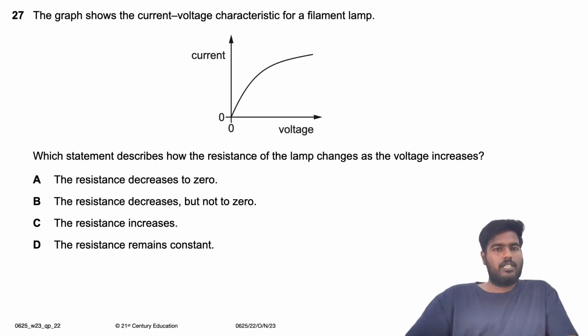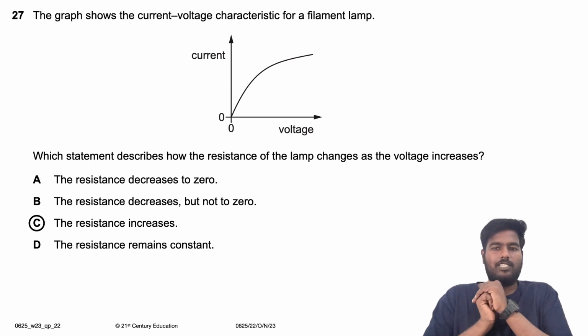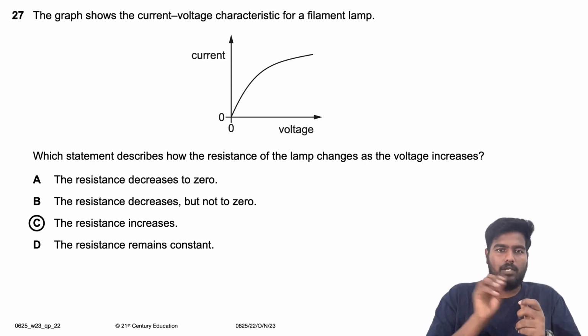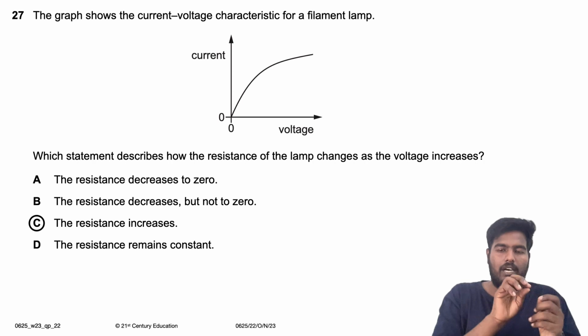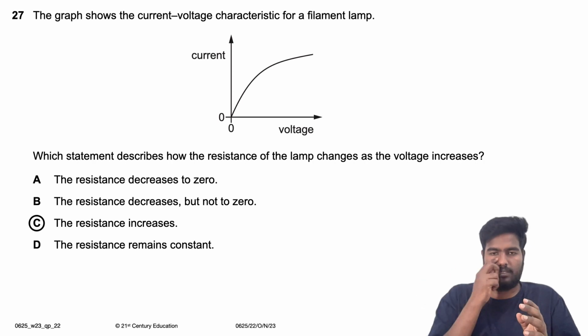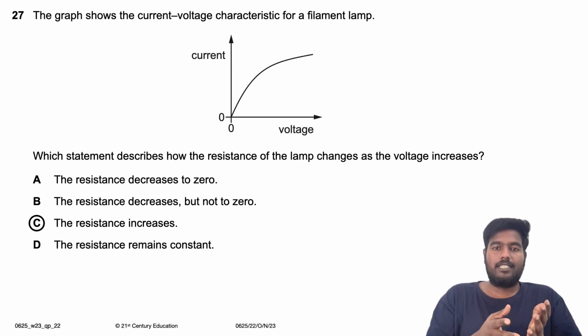The graph shows the current-voltage characteristics of a filament lamp. Which statement describes how the resistance of the lamp changes as voltage increases? This is decrease to zero, decrease but not zero, increases, remains constant. Okay, the resistance increases actually. The resistance increases because for the same current in the end, you will need more and more voltage.